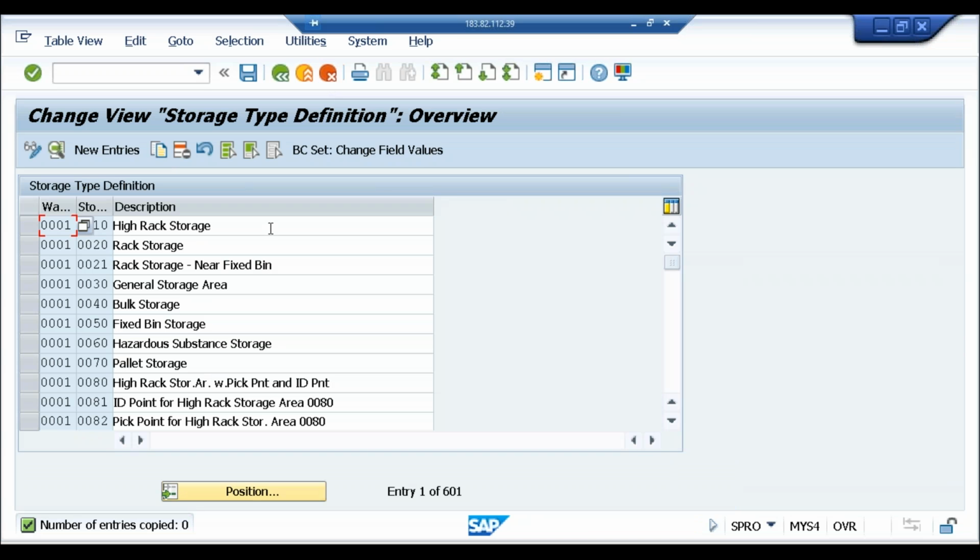So what we are talking about now mainly are the final bins. The final bin is a standard storage type. The main usage is the high rack storage. I'll show you how the high rack storage looks.